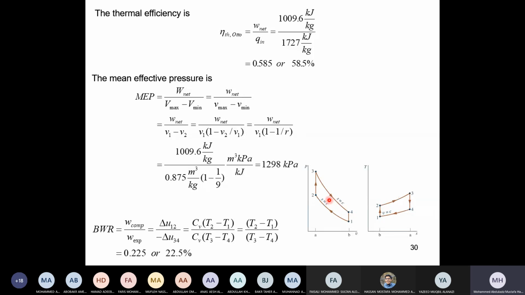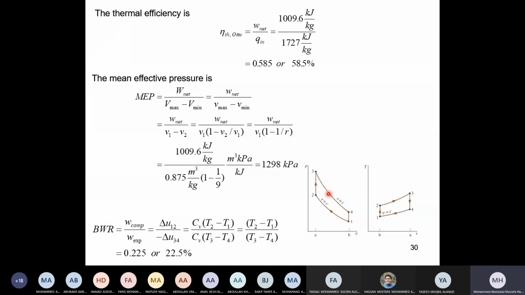What we are going to change from this cycle is that in the diesel cycle, instead of 2 to 3 being constant volume, 2 to 3 will be constant pressure. That's the only change here. This is constant volume, this is constant pressure, this will be the diesel cycle. So if I go from the Otto cycle to the diesel cycle, I change this vertical line to a horizontal line.